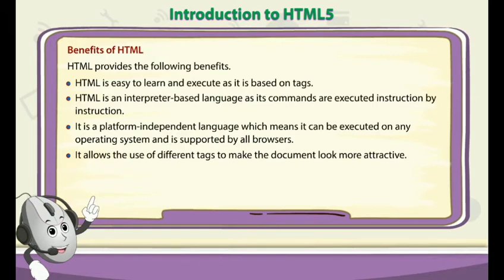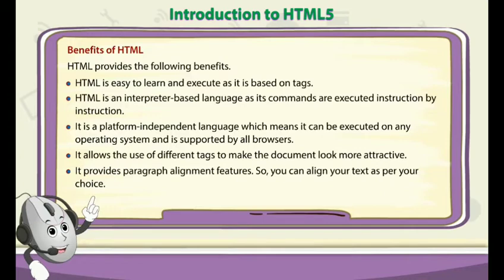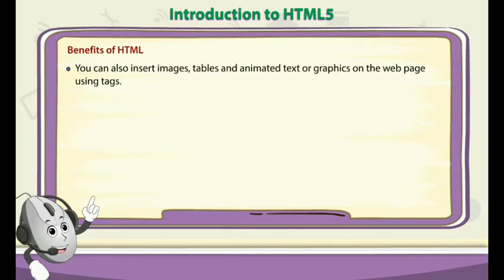It allows the user to use different tags to make the document look more attractive. It provides a paragraph alignment feature, so you can align your text as per your choice. You can also insert images, tables and animated text or graphics on the web pages using tags. HTML also allows linking of different web pages using the link tag.